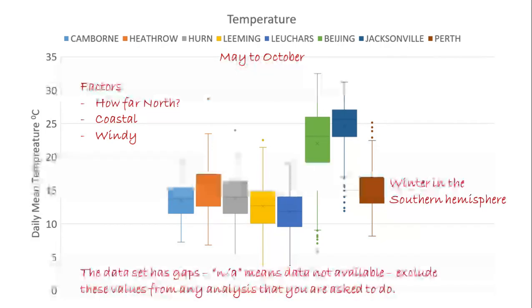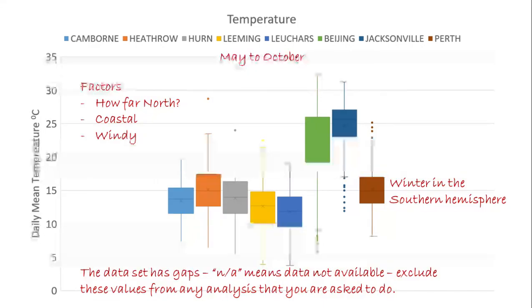Finally, it's important to know that the dataset has a number of gaps. These are marked NA, which means data is not available, a particular data measurement for a particular day. And you'd need to exclude any values with NA from the analysis that you're asked to do. Also notice that there's quite a lot of outliers, particularly in the worldwide locations for temperature.